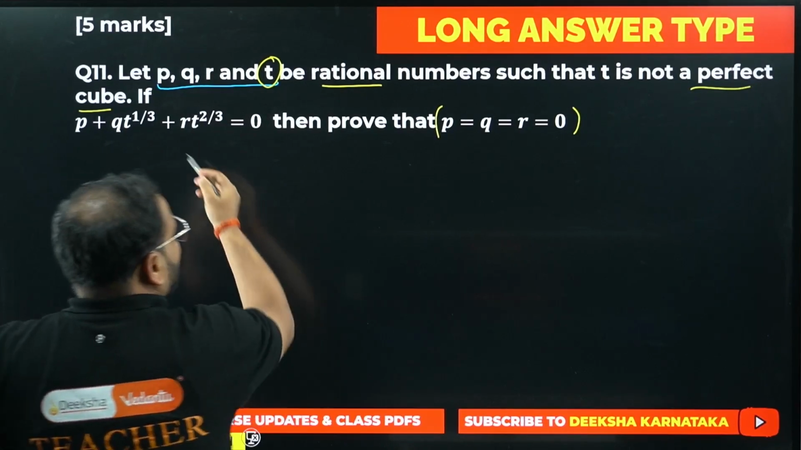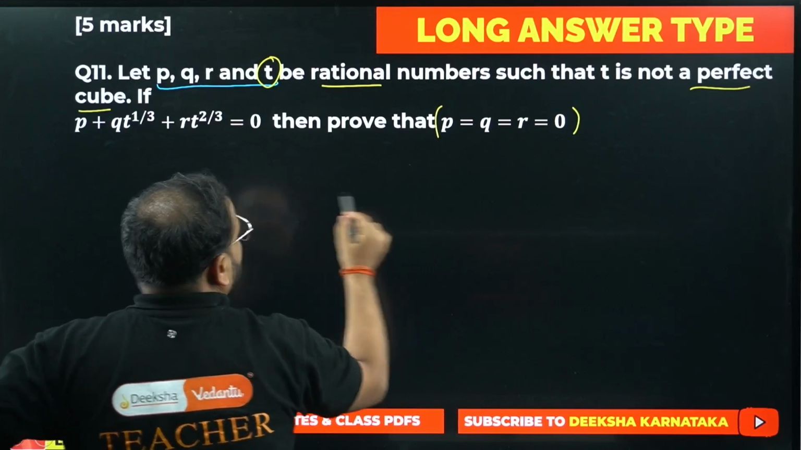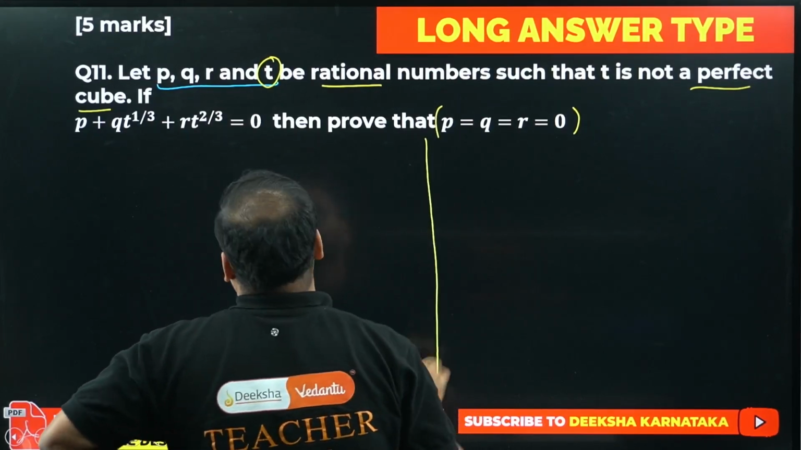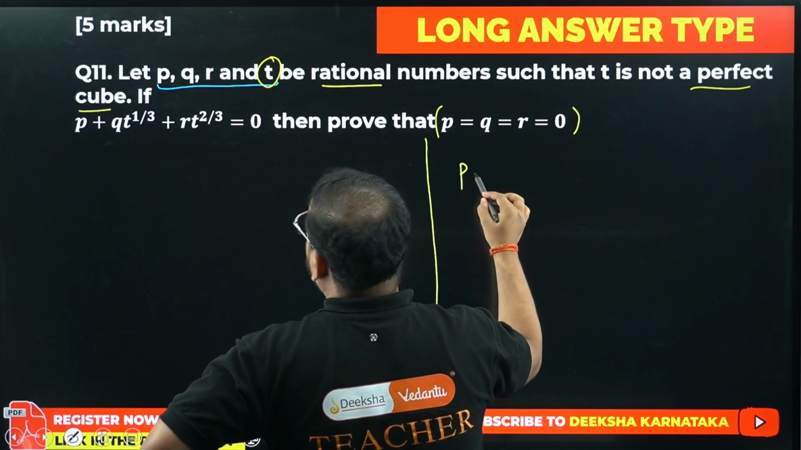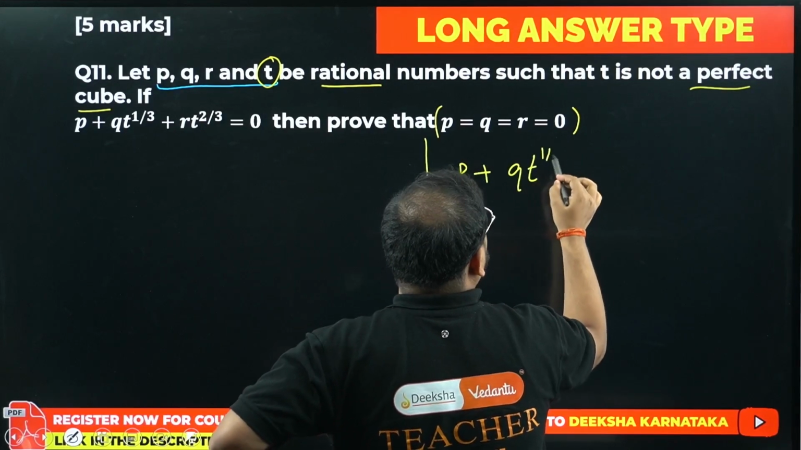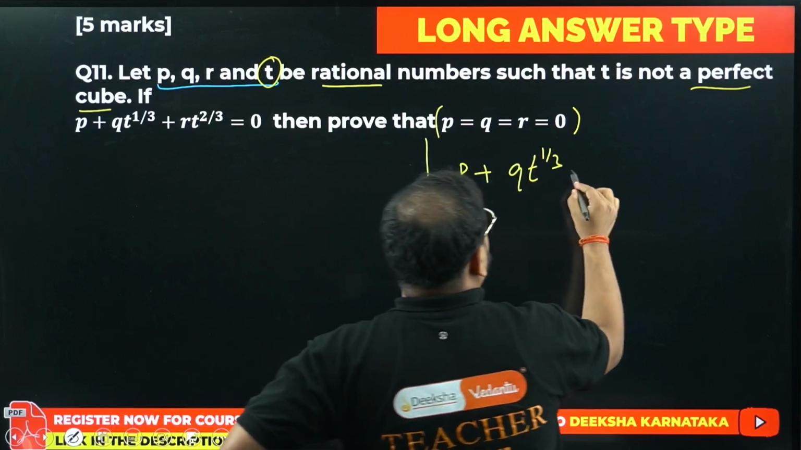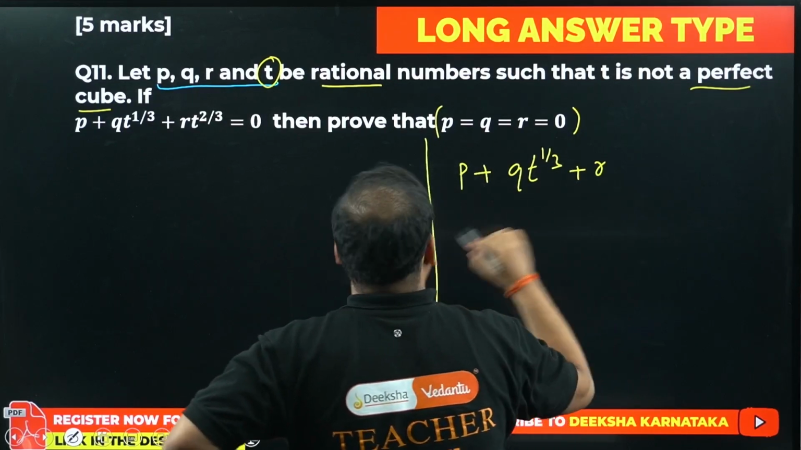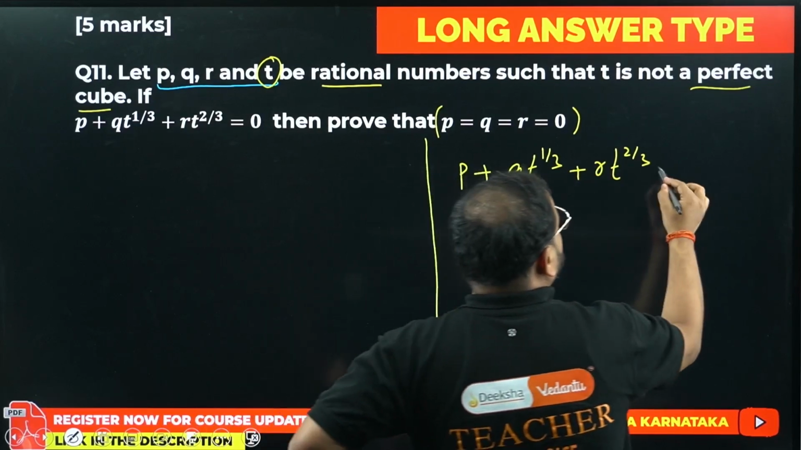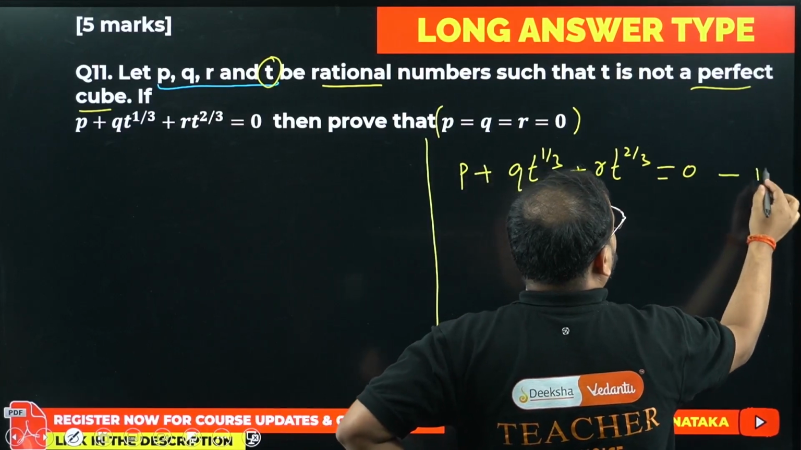So let's do one thing. I'll write this equation over here and write it as equation 1 for me. P plus Q times T power 1 by 3, plus R times T power 2 by 3 equal to 0. I'm taking this equation to be my equation number 1.